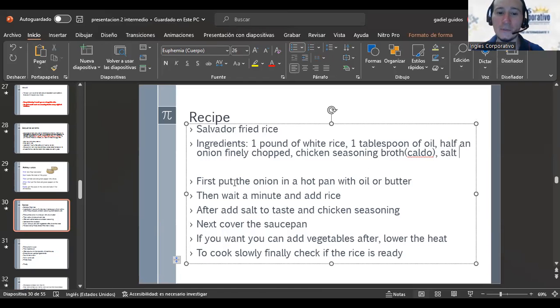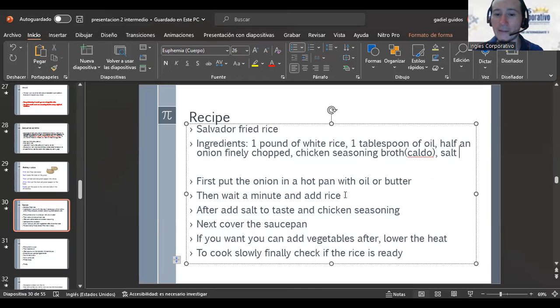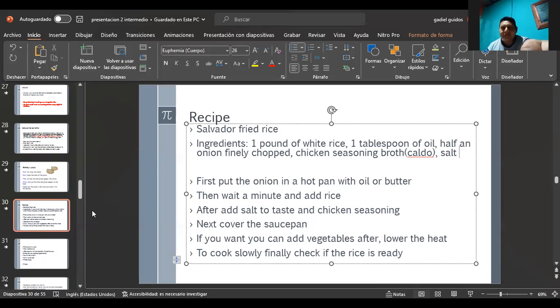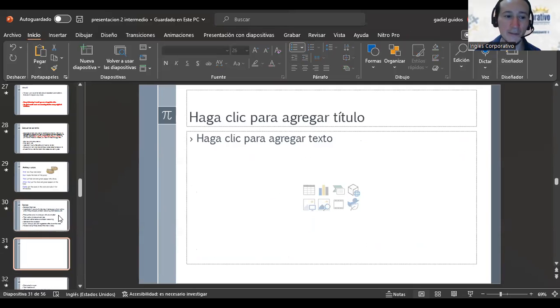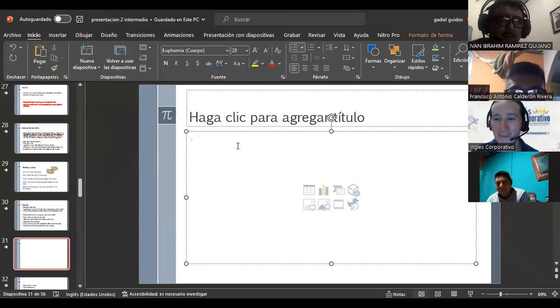So it says, first put the onion in a hot pan with oil or butter, okay? Then wait a minute and add rice. After that, add salt to taste and chicken seasoning, okay? And next, cover the saucepan. This is a saucepan. And if you want to, you can add vegetables after that, okay? Very good. Vamos a ir avanzando porque veo que hay varios que lo tienen. Entonces vamos a ver a Mr. Ramirez, él tiene cómo hacer una pizza, vamos a ver cómo la hace.